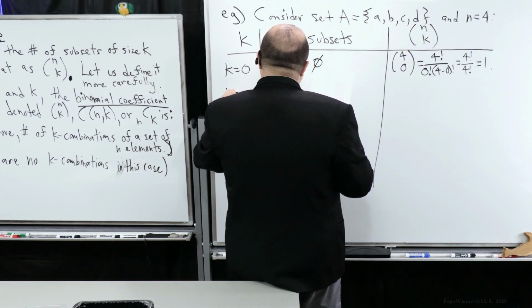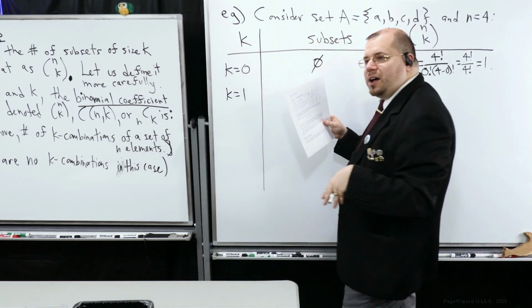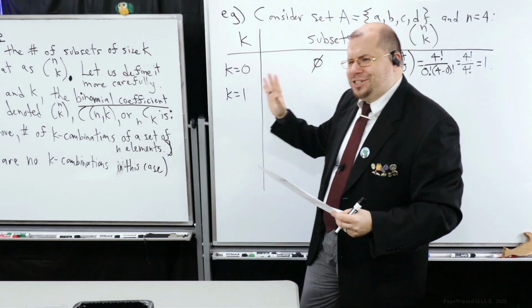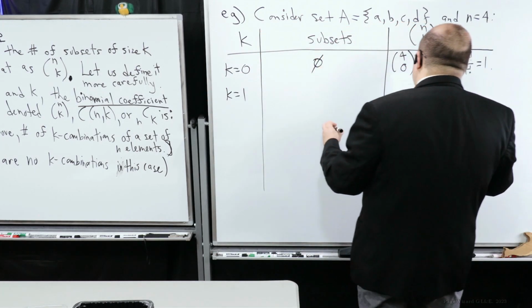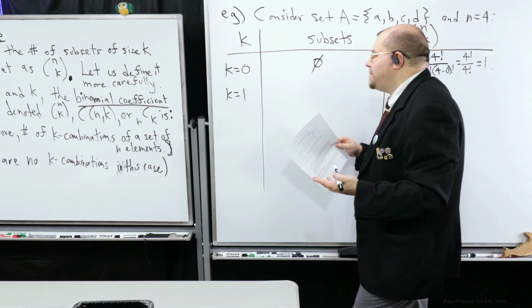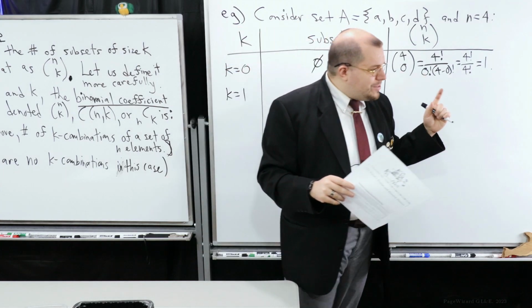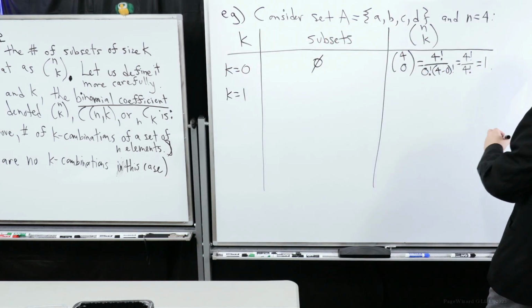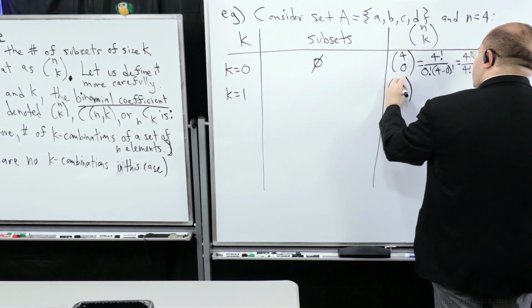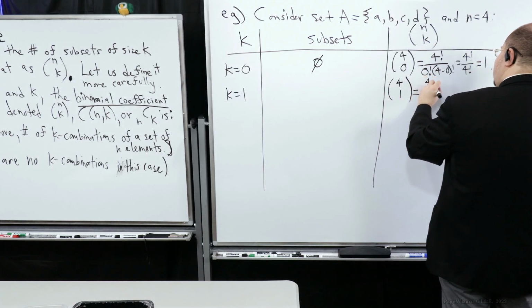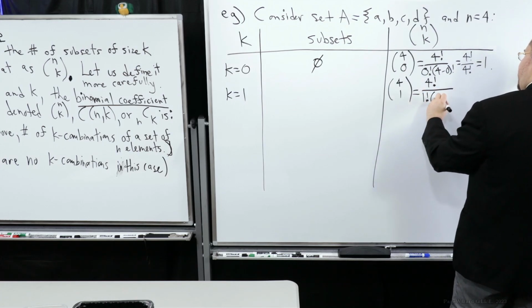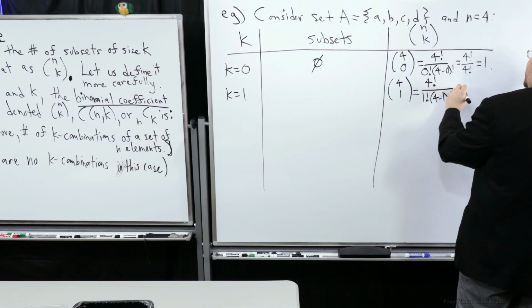Let's try another value. Let's try k is equal to 1. So let's try to enumerate all possible values of k where k is less than or equal to n, because otherwise it's just 0, right? Well, how many subsets are there of size 1? Let's try using the formula first this time and see if it matches what you came out with. So 4 choose 1, that's just 4 factorial over 1 factorial times 4 minus 1 factorial.